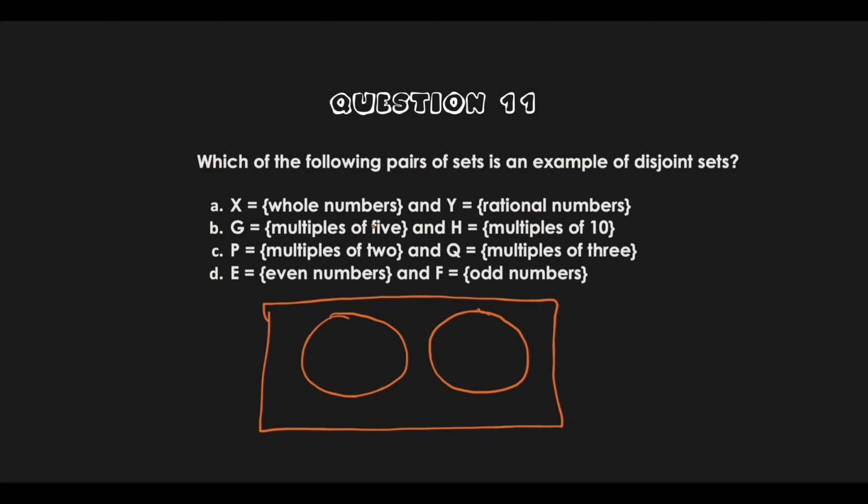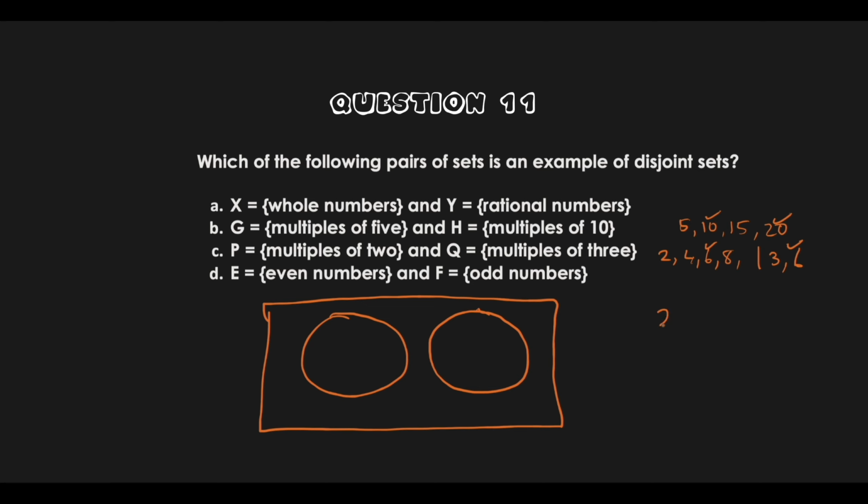We have multiples of 5, multiples of 10. So multiples of 5 would be like 5, 10, 15, 20, which includes multiples of 10, which would be like 10 and 20. The same thing applies for multiples of 2. So multiples of 2 could be 2, 4, 6, 8, and so forth. But multiples of 3 would be 3, 6. So both of them have 6. So that can't work. But the last one, even numbers, odd numbers.